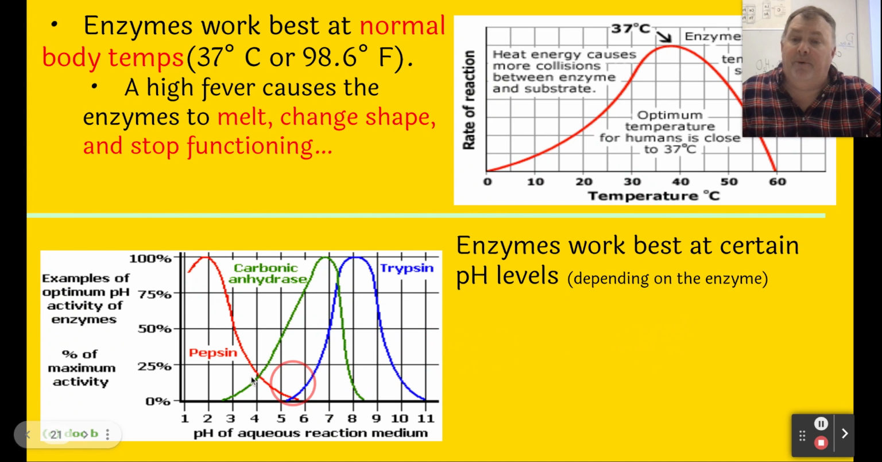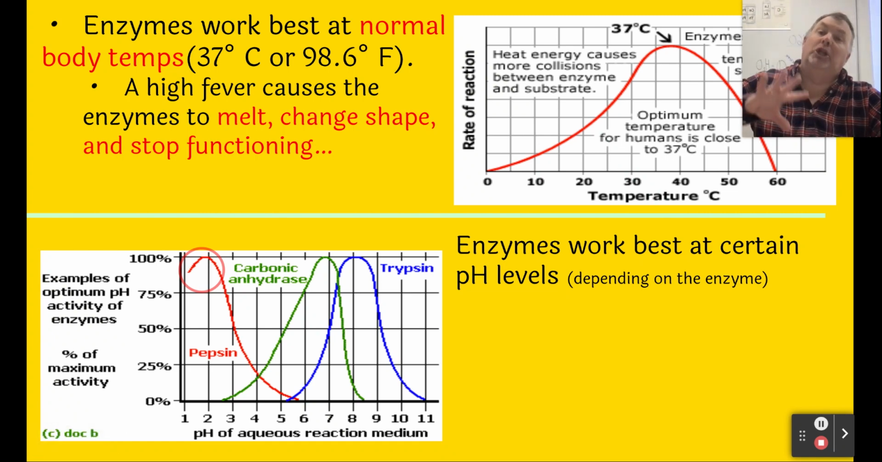For example, we have one enzyme called pepsin. Pepsin is found within the stomach and, to some degree, just outside the stomach in the small intestine as well. But pepsin really needs a high pH. In other words, I should say a low pH. A pH of 1 to 2 works best for it. So as food drops into the stomach, that low pH allows it to be broken down into smaller pieces.